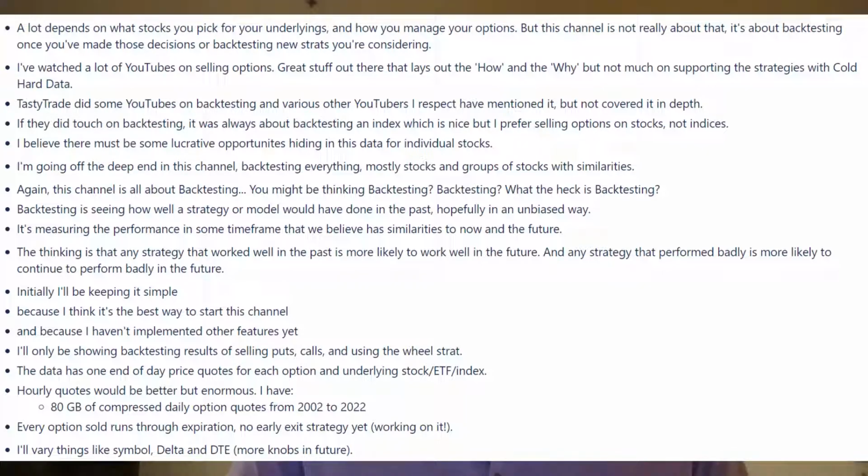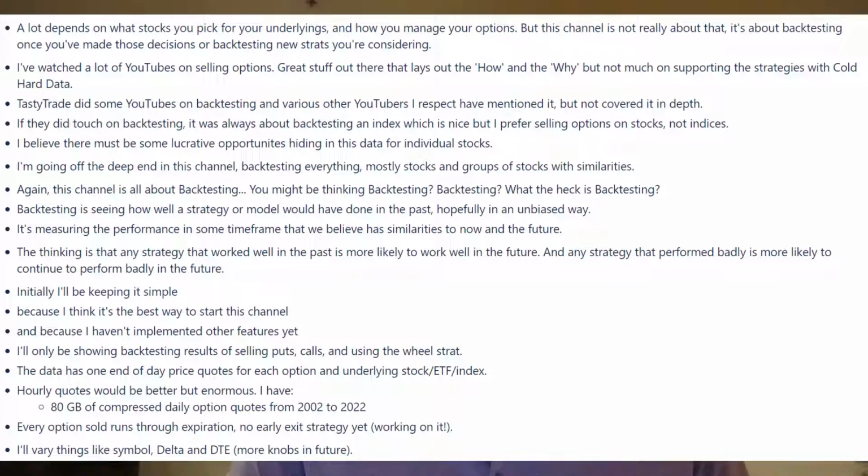If they did touch on backtesting, it was always about backtesting an index, which is nice, but I prefer to sell options on stocks, not indices. I believe there must be some lucrative opportunities out there hiding in all this data of option quotes. So I'm going off the deep end in this channel, backtesting everything, mostly stocks and groups of stocks with similarities. Again, this channel is all about backtesting.